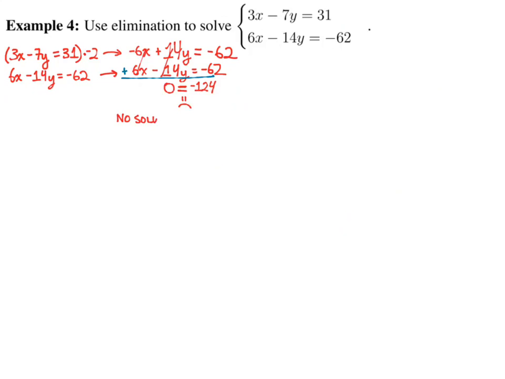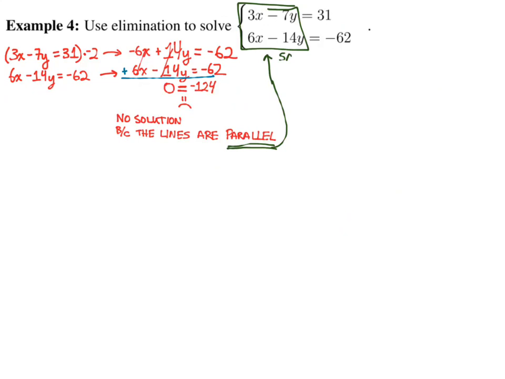So if you scan back on example 3, it was 0 equals 0. That's infinite solutions. You have no variables to solve for, but it's okay because it's nothing. Here you have 0 equals -124, and you're like, not even when there's a full moon is 0 the same thing as -124. So no solution. The lines are parallel, in fact, and I'm going to show you here.